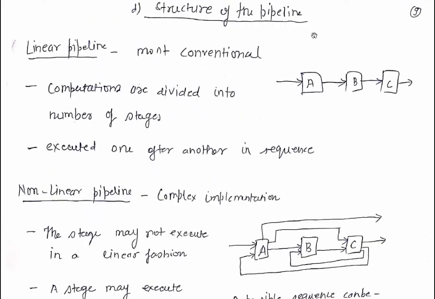Okay, so this is your linear pipeline, in which most conventional computations are divided into a number of stages and executed one after another in sequence. Let's say these are the 3 stages: first stage, second stage and third stage. You feed the input from here, it is executed in stage A, then transferred to B, executed here, then transferred to C, executed here, and in this way it goes on. That is your linear pipeline, which is the most conventional, because execution takes place one after another.